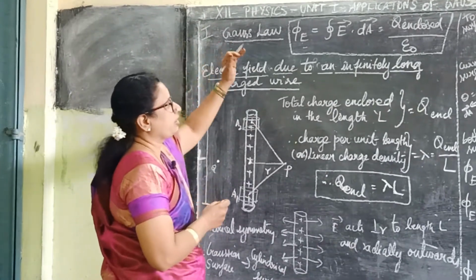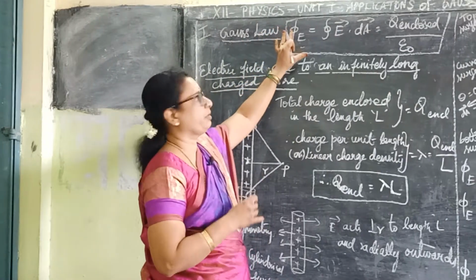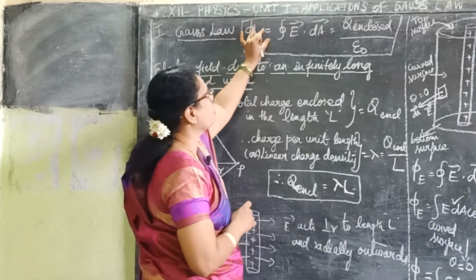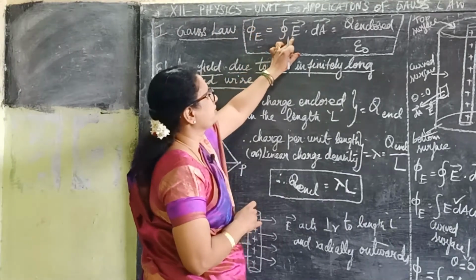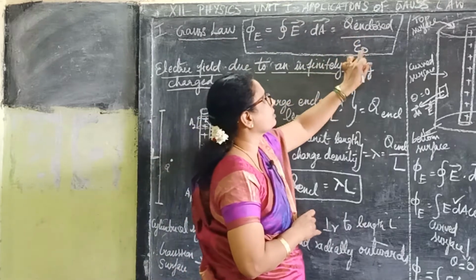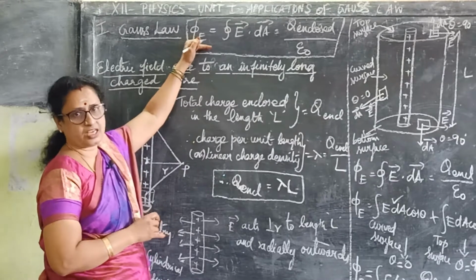Before seeing the applications, let us first recollect the equation we derived for Gauss law. The total electric flux phi E is equal to the closed integral of E vector dot dA vector, which is equal to Q enclosed by epsilon naught. This is the expression we finally derived in the last session.